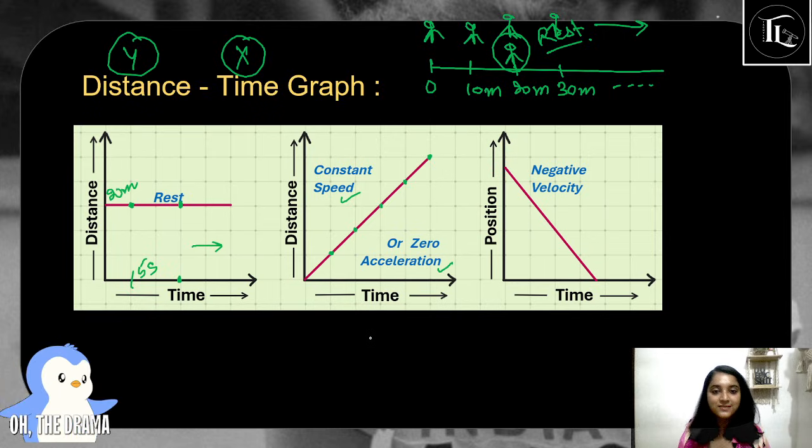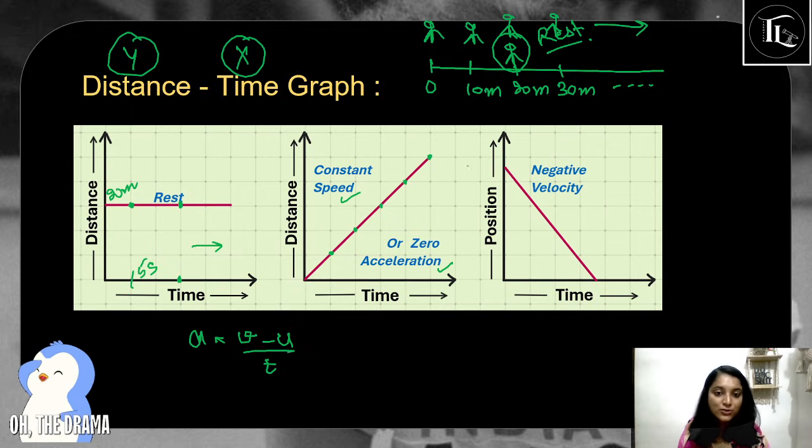Remember what was the acceleration? Acceleration was v minus u divided by time. So in this case the speed isn't changing, the speed is the same. So u and v are the same. So v minus u, let us say if it is 10 meter per second, so 10 minus 10 divided by any time, it will give you 0. So 0 acceleration graph.